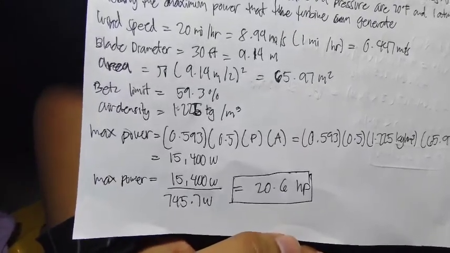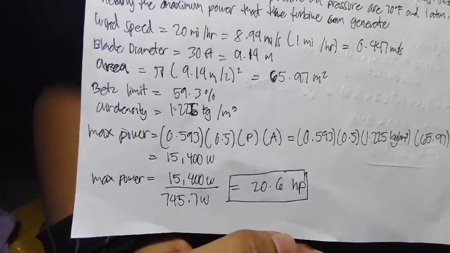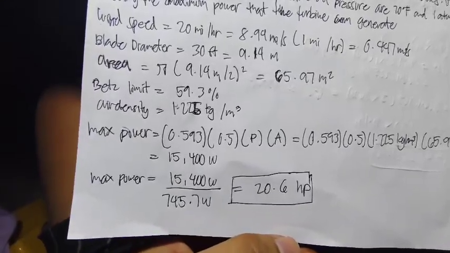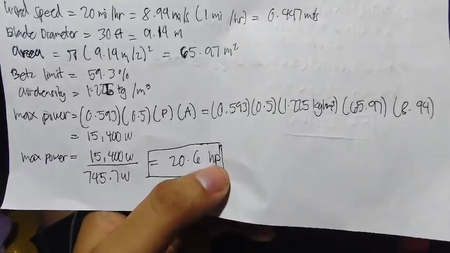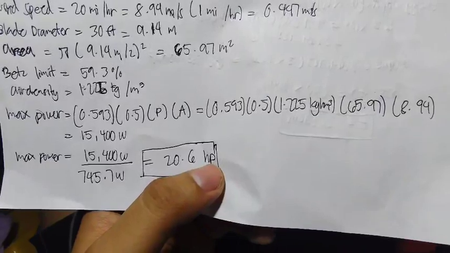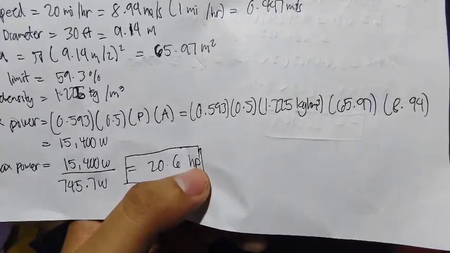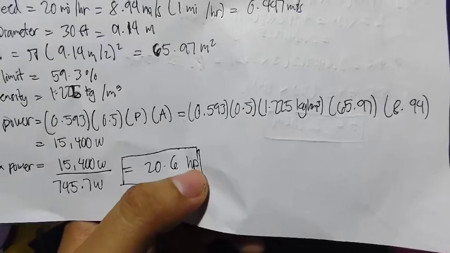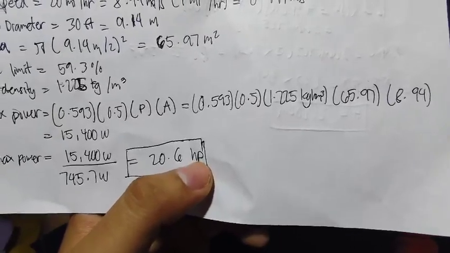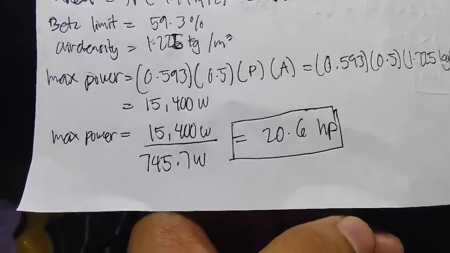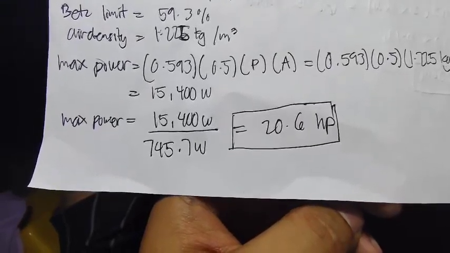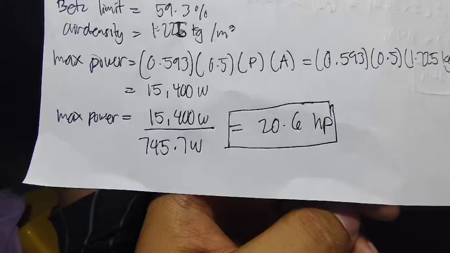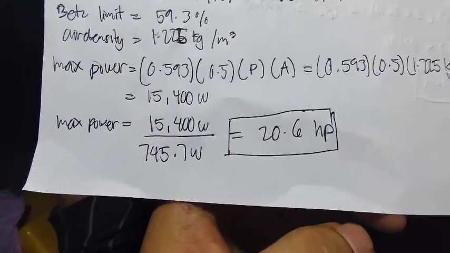59.3%, and the air density is 1.225 kilogram per cubic meter. So let's have the max power. It will be 0.593 times 0.5 times 1.225 times 65.97 times 8.94 cubed, which is equal to 15,400 watts. So let's convert it into horsepower. 15,400 watt divided by 745.7 watt is equal to 20.6 horsepower.